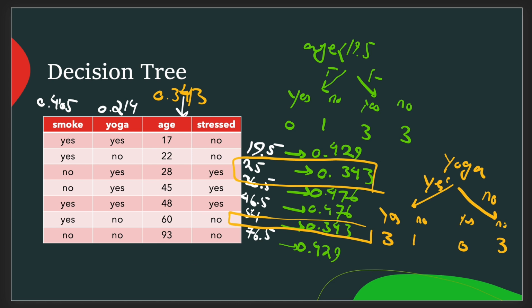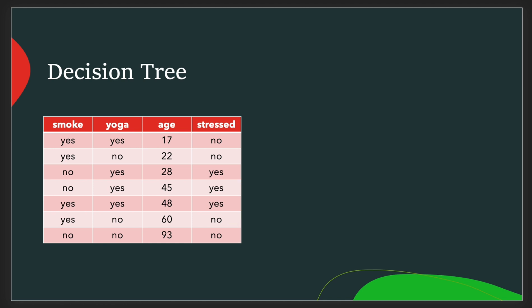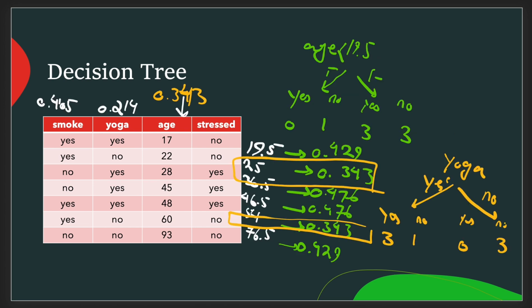So let's go to the next slide and write down what we have so far. We know that doing yoga goes to the root of the tree, and it's true or false here. Then we go yes 0, no 3, and then yes and no. Just want to remember the numbers, 3 and 1.